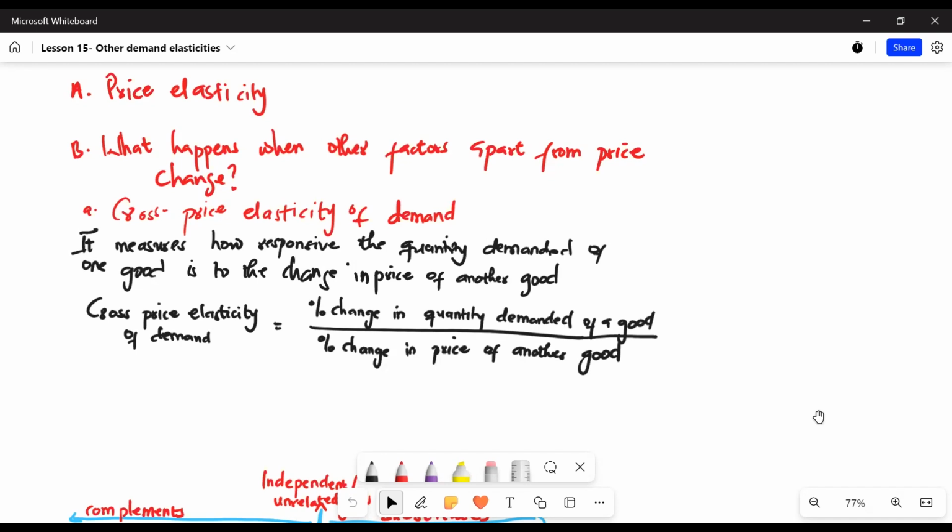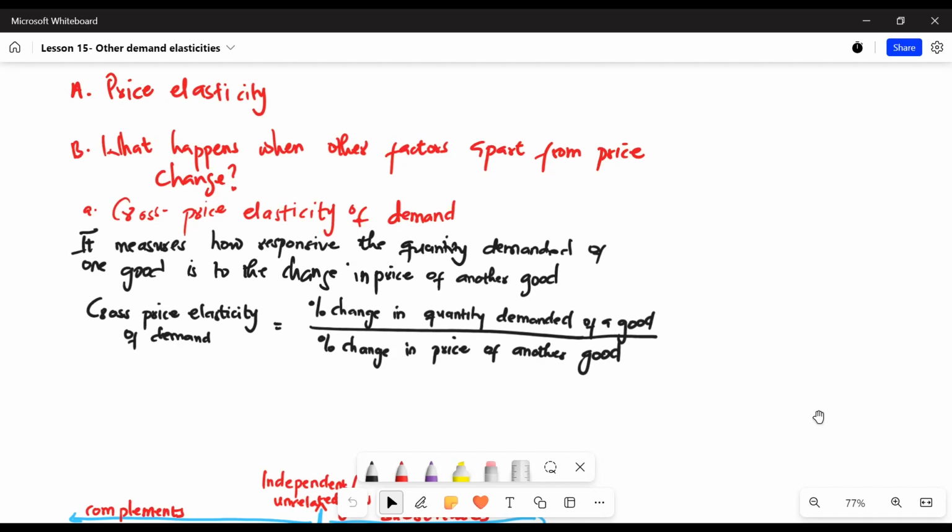So, we've talked about price elasticity a lot in our previous lessons, where we defined it as how responsive quantity demanded is to the change in price of a good. But the question here is, what happens when factors other than price change? For example, what happens to your quantity demanded when your income changes? What happens to your quantity demanded when the price of other goods changes? That is what we will be looking at in today's class.